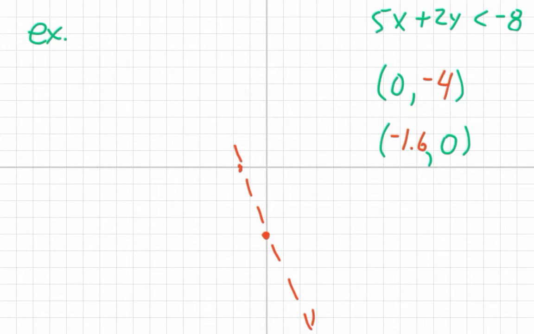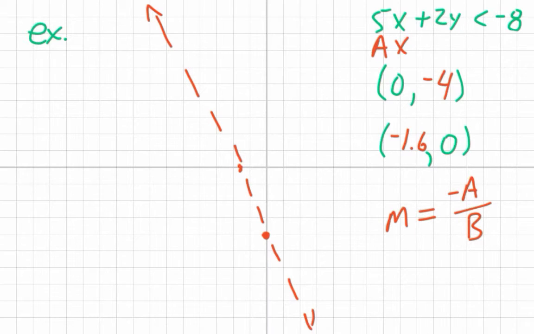Wait, what would the slope be? 5 over 1? The slope is negative a over b for this kind. If you think back, slope was negative a over b, and this was in that form of ax plus by equals c. So we don't need the slope for this equation to do what we're doing. But if we wanted to get the slope, it would be negative 5 over a positive 2, so negative 5 over 2. If you wanted the slope, that's how you could get it.